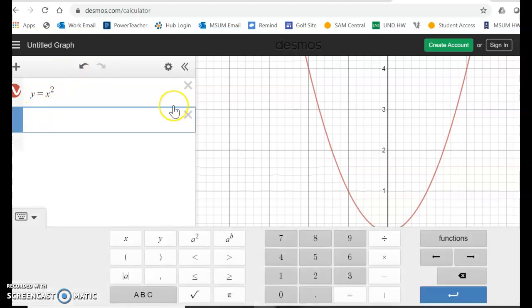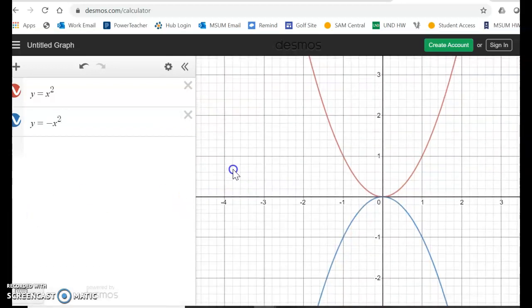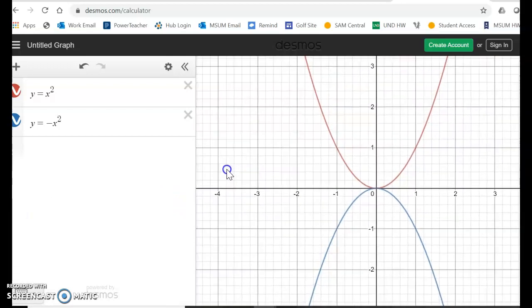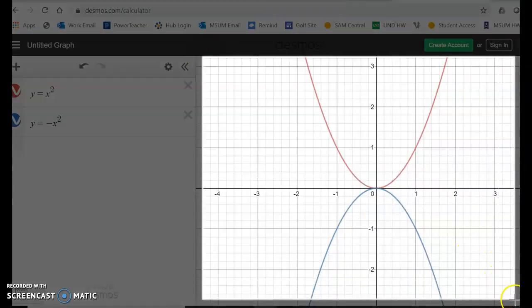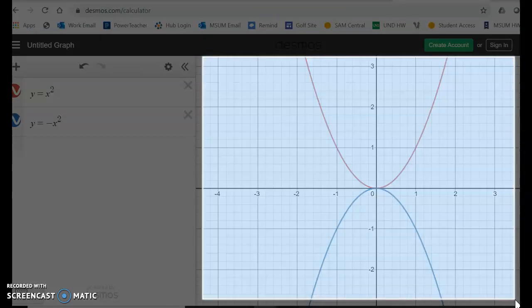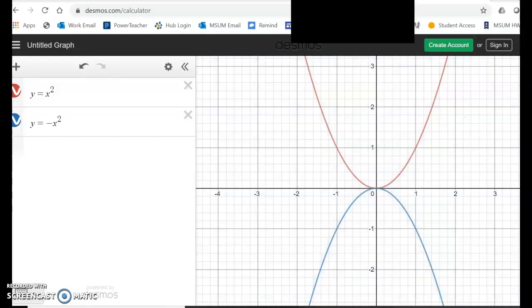Second part, it says graph y equals negative x squared. So if I just close the keyboard down, it looks like y equals negative x squared is down here. So for the assignment, it says snip it. So you have to use your snipping tool and take a little screenshot of this. And it doesn't have to be super big. There, that gives me a good idea.